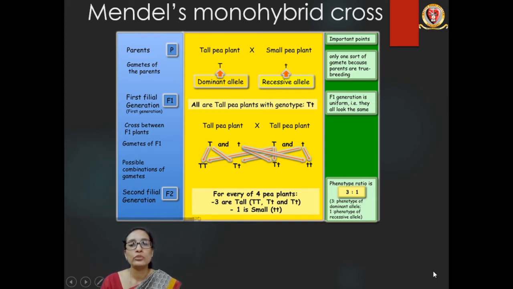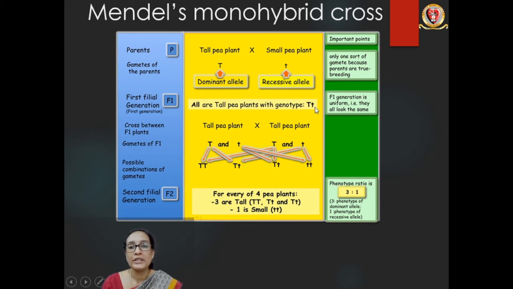Now let us look into a monohybrid cross that was done by Mendel. This is the parental generation P, when the tall pea plant was crossed with a short pea plant. We will use the capital letter T to denote the dominant allele, and the small letter t to denote the recessive allele. So when you cross a tall pea plant with a short pea plant, we see that in the first generation all the plants are tall. Their phenotype is tall. When you look at their genotype, it would be capital T, small t.